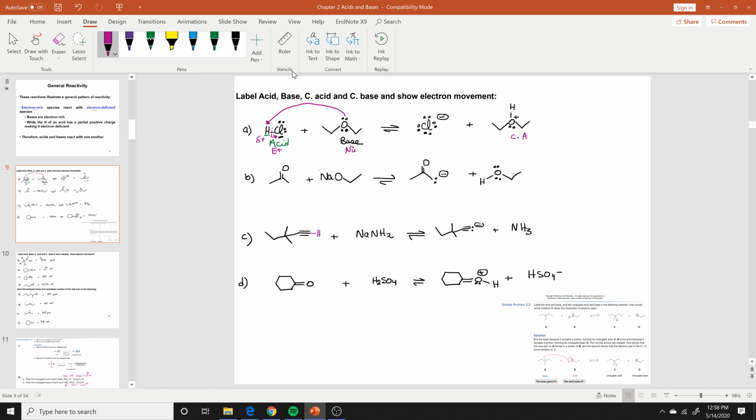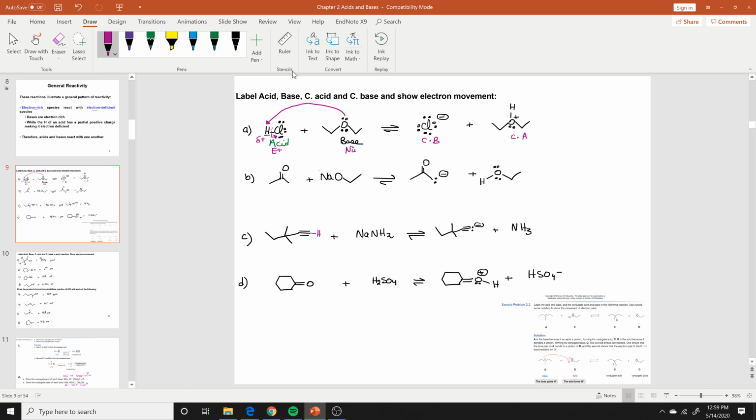So a positive charge is an indication of an acid, a negative charge is an indication of the base. Bases change into conjugate acids. Acids change into conjugate bases. So my reaction is going to be an acid plus a base giving me a conjugate base plus a conjugate acid.